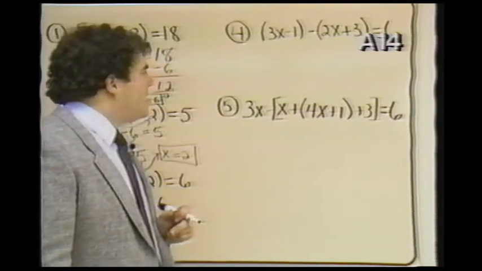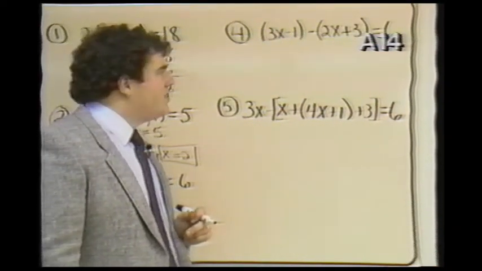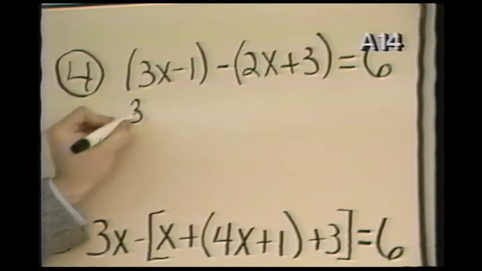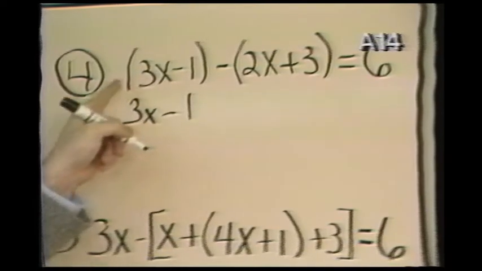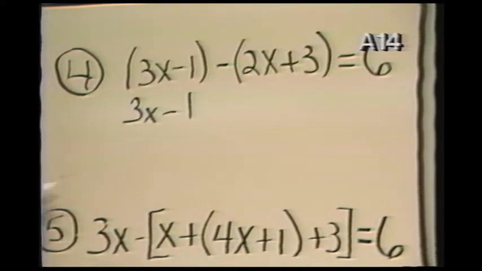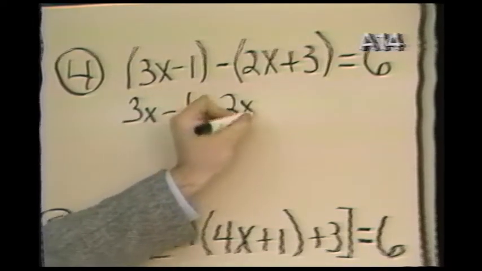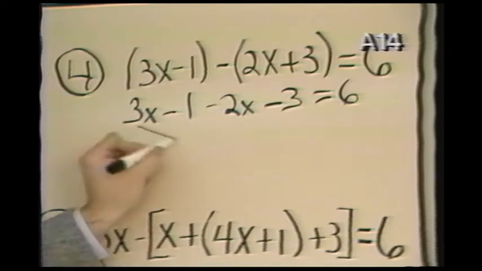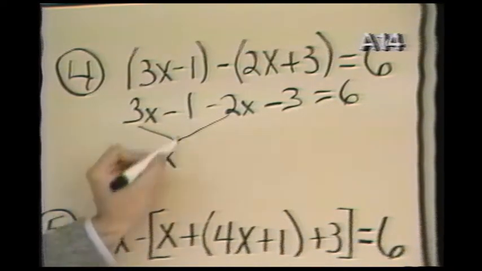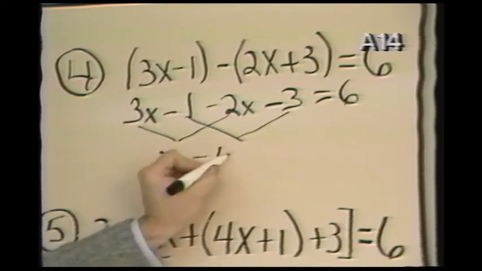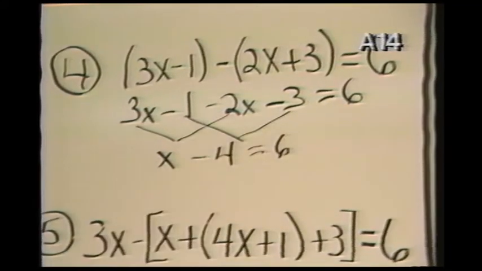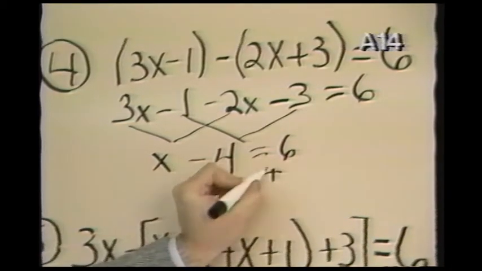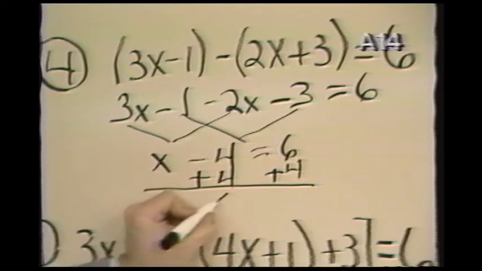The quantity 3x minus 1 minus the quantity 2x plus 3 equals 6. That's the same as 3x minus 1. That stays the same. There's no minus sign outside here. Minus 2x minus 3 equals 6. Combining like terms, we'll get x minus 4 equal to 6. And if x minus 4 equals 6, we add 4 to each side and get x equal 10.